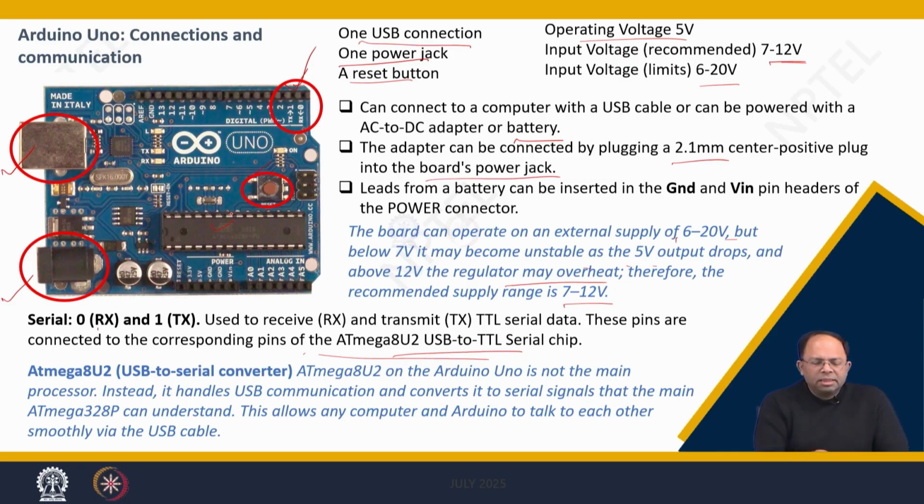And what it does is, this ATmega8 U2 USB to serial converter is of course not the main processor, but it handles the USB communication and converts it to serial signals that the main ATmega328P can understand. That means it will take the values and convert them into serial signals, and this allows any computer and the board to talk to each other smoothly via the USB cable.